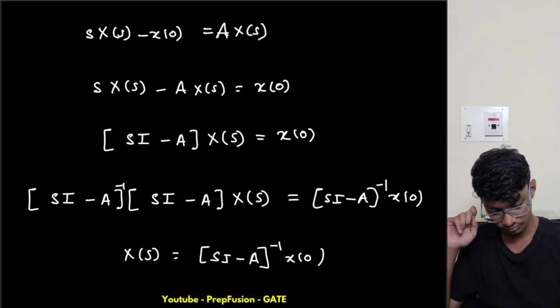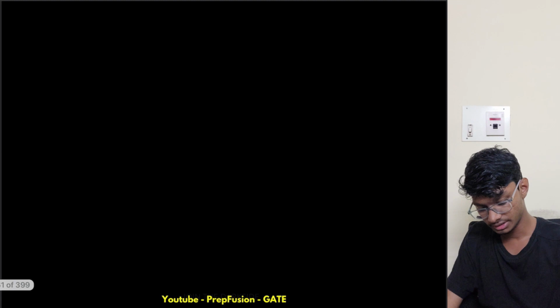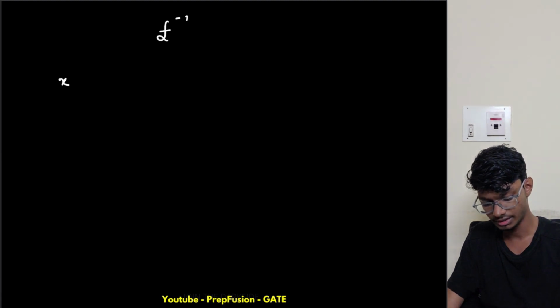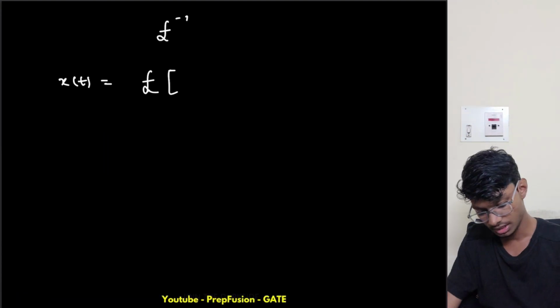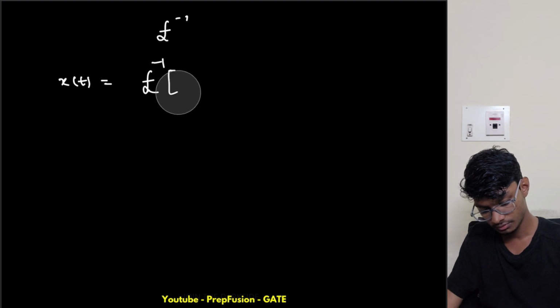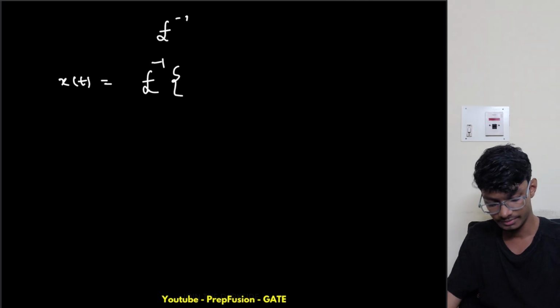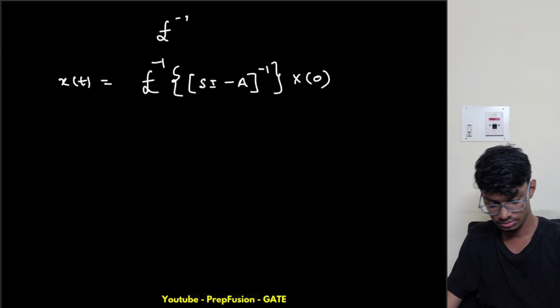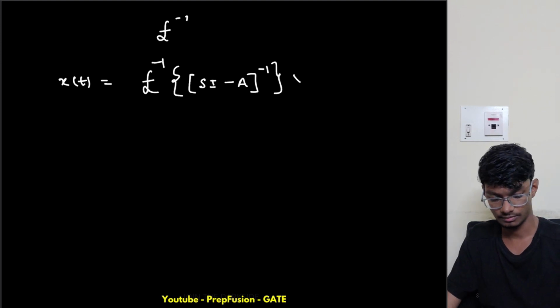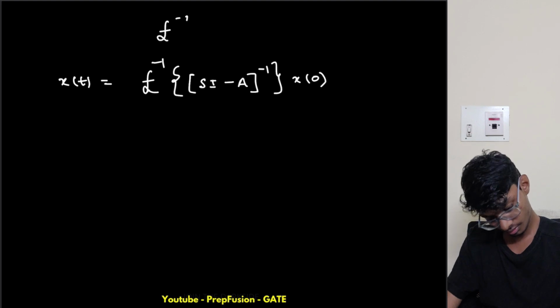If I take the inverse Laplace of this x of s, what do you get? I get x of t equals Laplace inverse of (sI minus A) inverse times x of 0. This x of 0 is a constant, so it can go outside the Laplace inverse. This is simply x of 0.